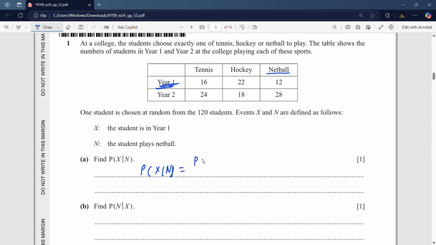So we have a basic formula. First we should find their intersection, which was 12 over 120, and we should divide it by the probability of event n. 12 over 120 over, so the total number of students who play netball is 40. It's 40 over 120. So these 120s will cancel each other, and it's 12 over 40, which is 0.3.